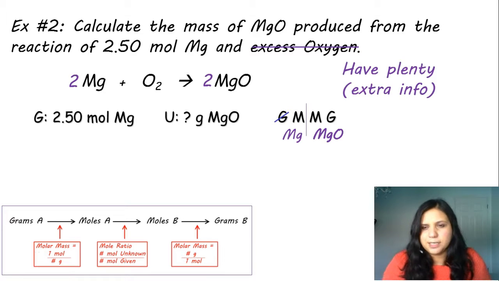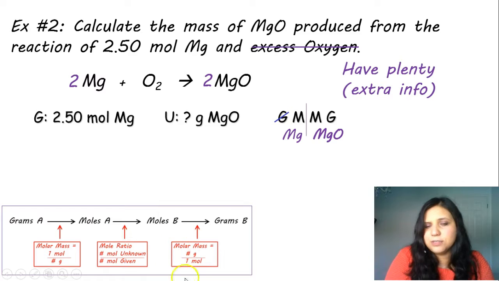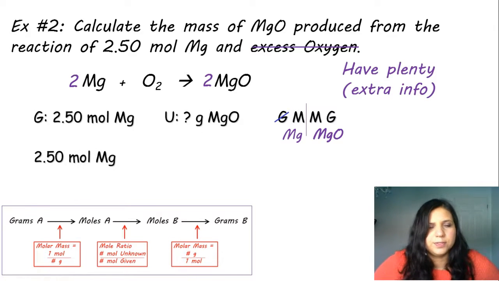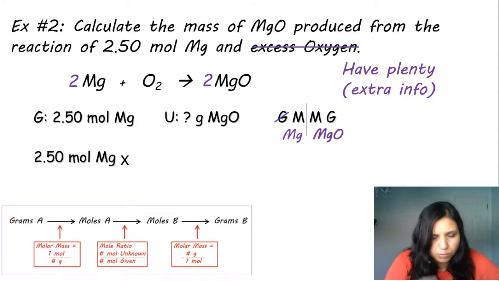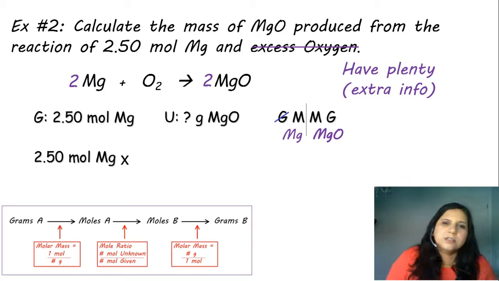Okay, so what steps are going to be involved? Well, if you look at this map here, starting, I don't need this step. It's crossed out. I need the mole ratio, and I also need the molar mass. Okay, so 2.50 moles of magnesium is my given. That's where I'm starting. I multiply it times the mole ratio. Anytime you start with mole, really, that's the first step. Use your mole ratio from the balanced equation.